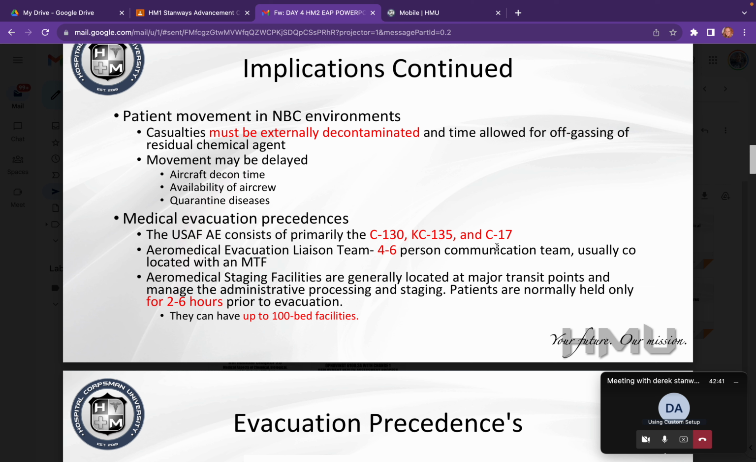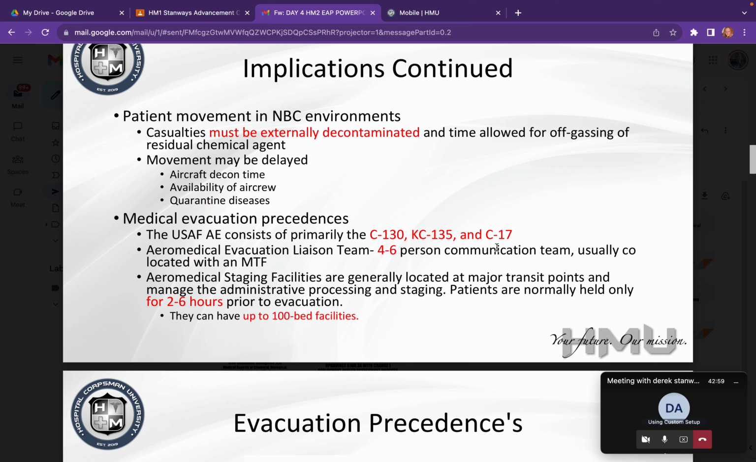Everyone came back, saved, no issues, but there were a lot of precautions taken as they were coming back from that country, screening and so on and so forth, just to make sure they weren't carrying any type of disease or anything like that. Medical evacuation presidencies.